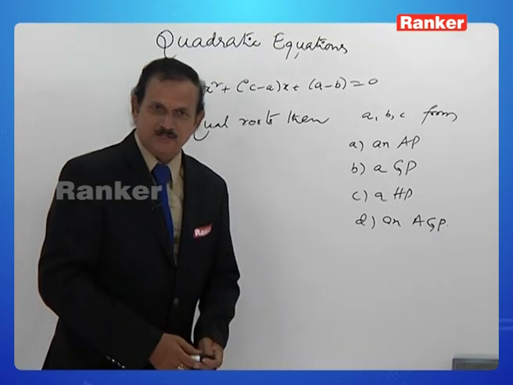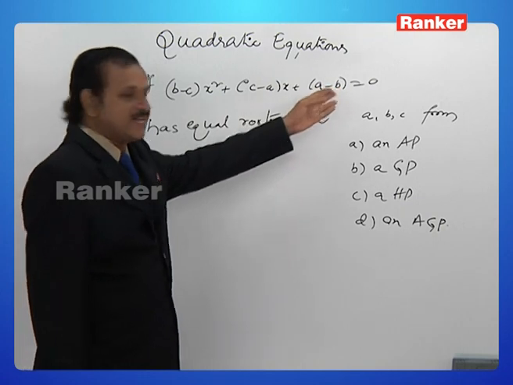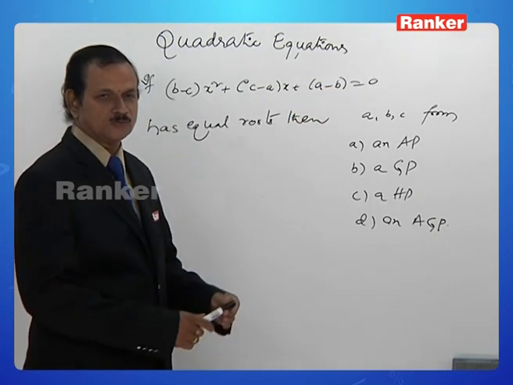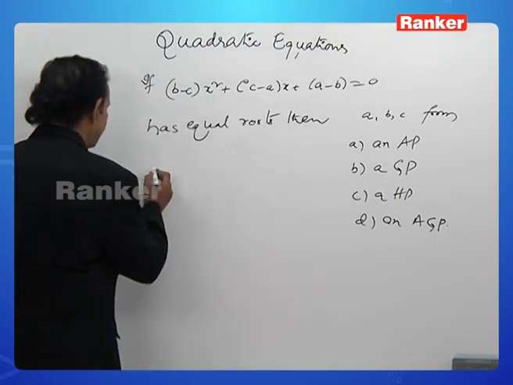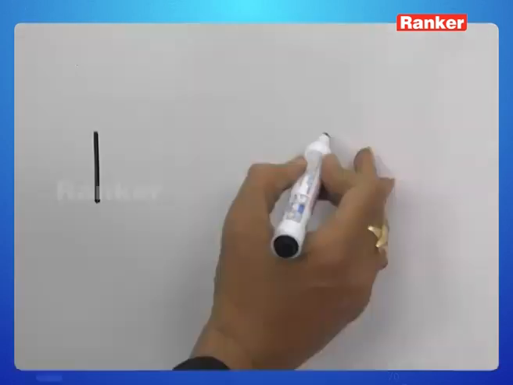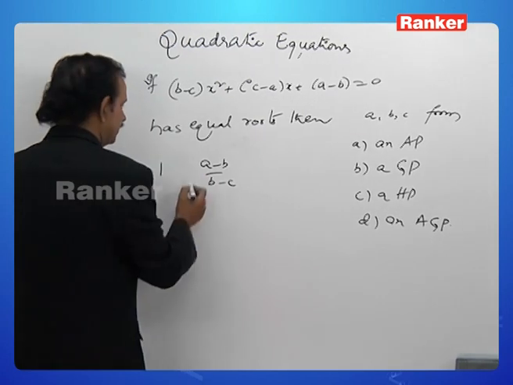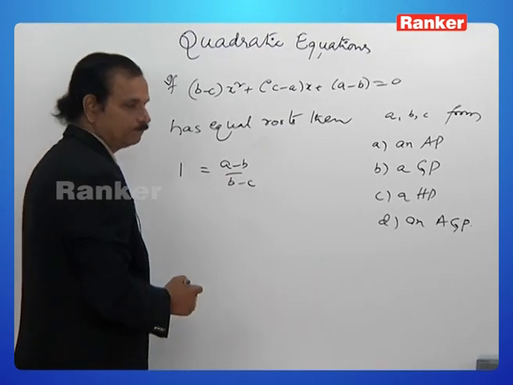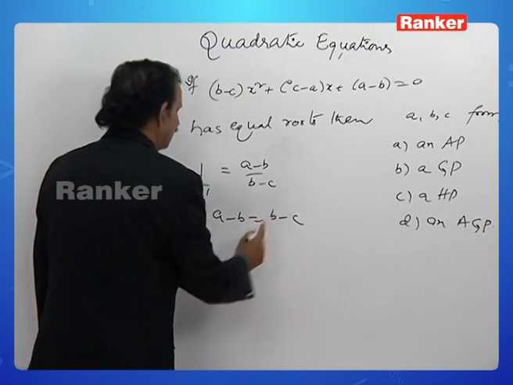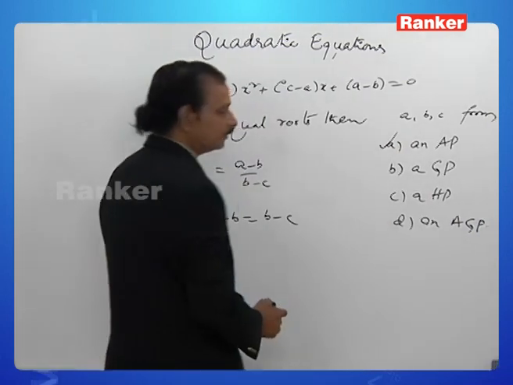This is a direct application, a simple application of the previous concept. You observe the sum of the coefficients here: b minus c plus c minus a plus a minus b is surely 0. So what can you say? One root is 1 and the other root is c by a, that is a minus b by b minus c. But from the data we notice that these two are equal. So a minus b is equal to b minus c. Successive differences are the same, hence these form an AP.